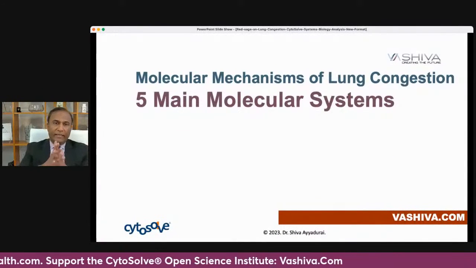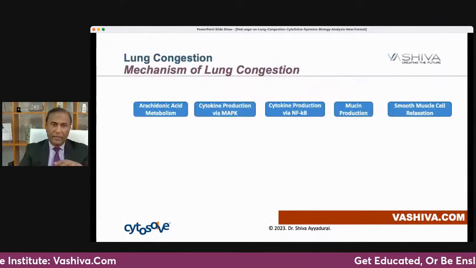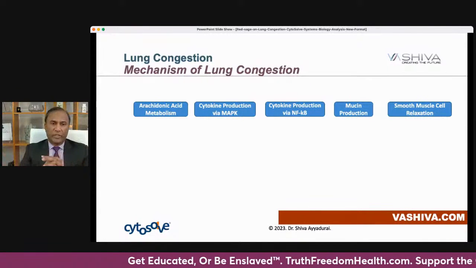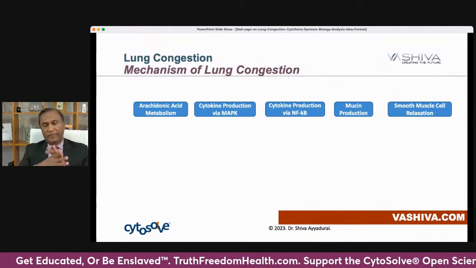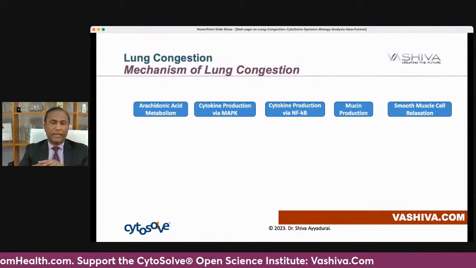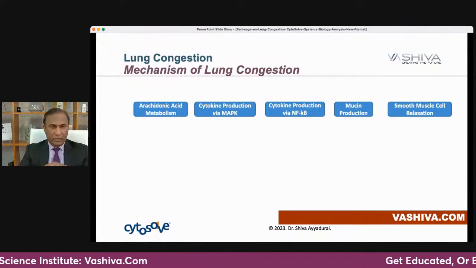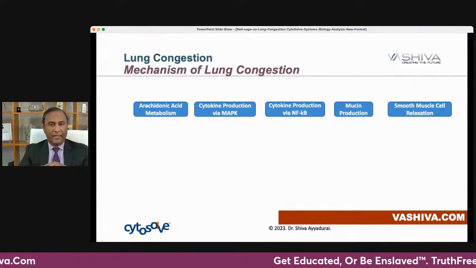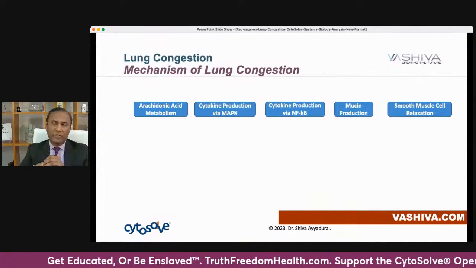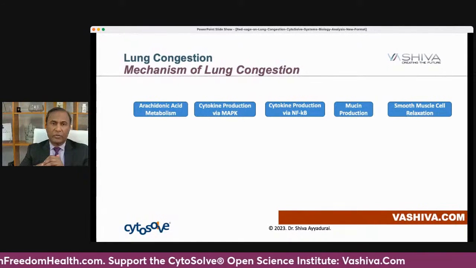Now, we're going to get into the 5 main molecular systems in lung congestion, okay? So here are the molecular mechanisms. We're zooming in on what happens when you get lung congestion. You don't have to know all this. You can obviously review this video, but there are actually molecular mechanisms. Molecular mechanisms are systems of molecular reactions. So there's arachidonic acid metabolism. That's one. Cytokine production via MAPK, cytokine production via NF-kappa beta, mucin production, and smooth muscle cell relaxation. These are the 5 pathways that you need to affect lung congestion.